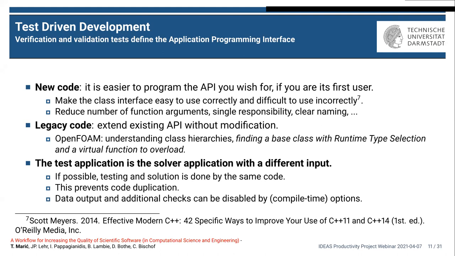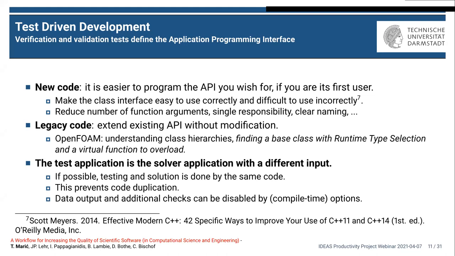And with OpenFOAM, the idea is to understand class hierarchies. And this sentence basically describes how to work with OpenFOAM, I guess, any object-oriented software. So you need to find the base class that allows you to select a model during runtime, which in OpenFOAM is called the runtime type selection pattern. And you find a virtual function that you want to overload, and overload the virtual function. So if this can be explained to PhD students at their beginning, this is already a lot.